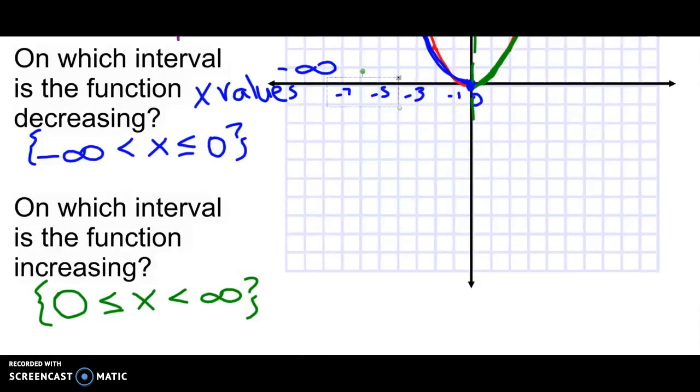All right, so that's it. That's increasing and decreasing interval. It gets kind of challenging because you're using the same notation as domain and range, but we're not talking about domain and range. We're talking, is it going up or is it going down? And we're talking about the x values as if you were on a slide.